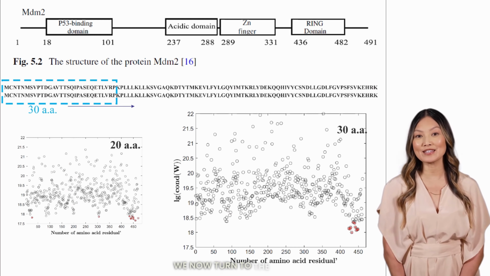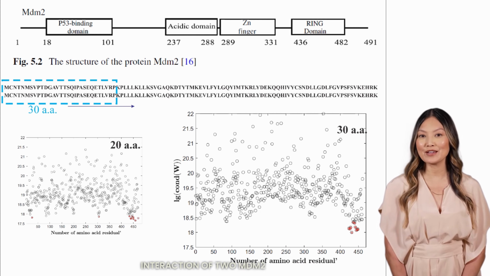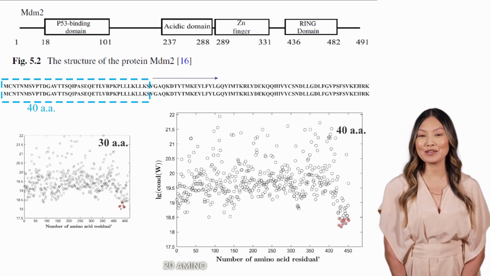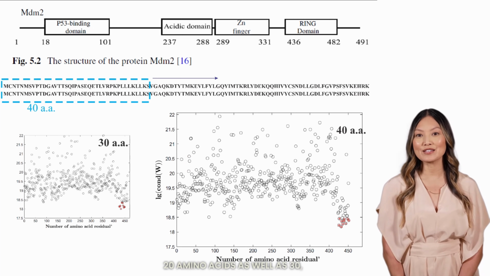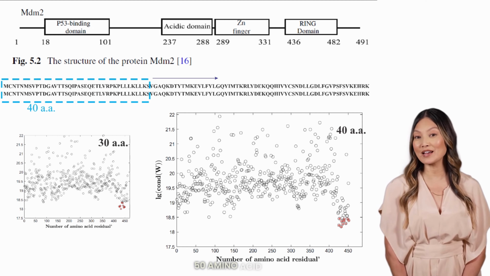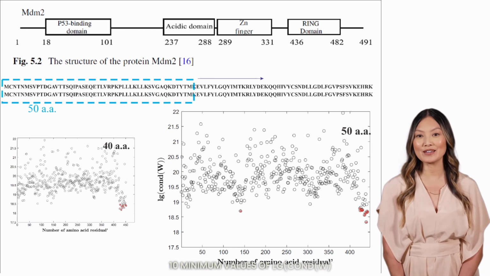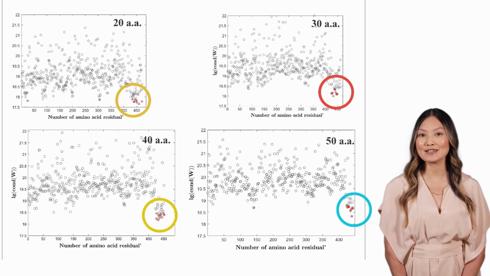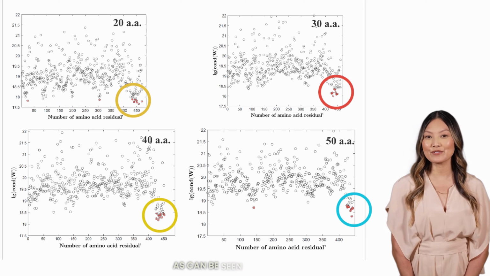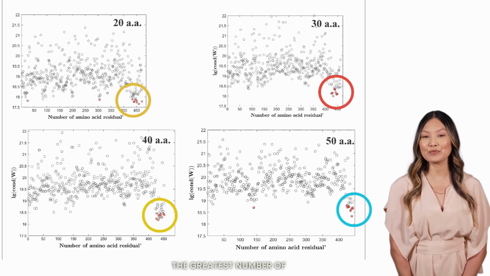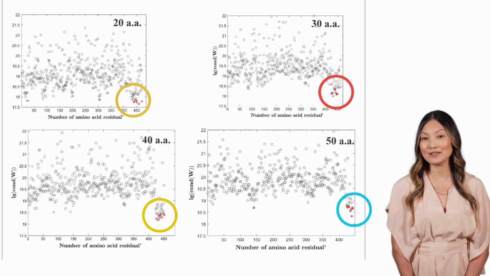We now turn to the analysis of numerical calculations of the interaction of Mdm2 and Mdm2 proteins at a frameshift length equal to 20 amino acids, as well as 30, 40, and 50 amino acid residues. The 10 minimum values of log COMDA are presented on the charts. As can be seen from the figures, the greatest number of minimum values lies at the C-terminus of the Mdm2 protein.